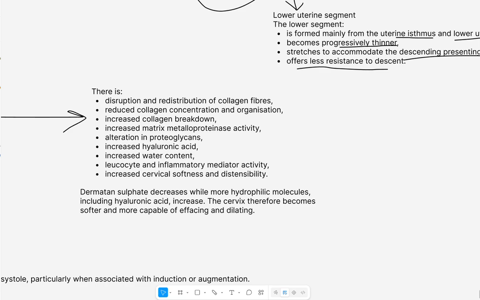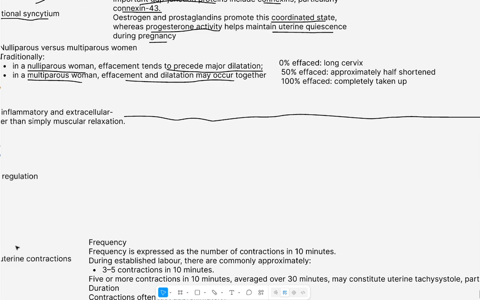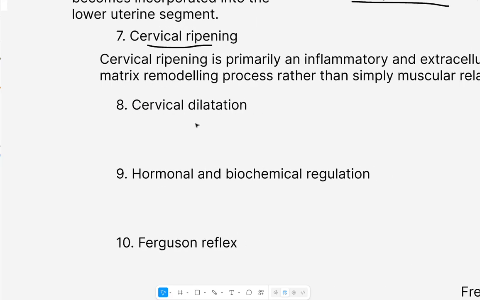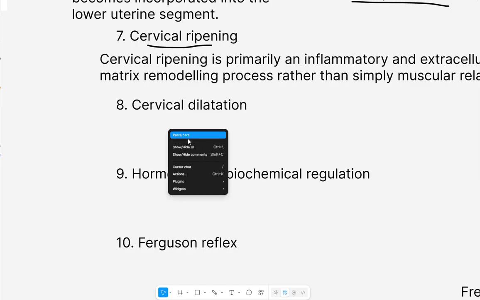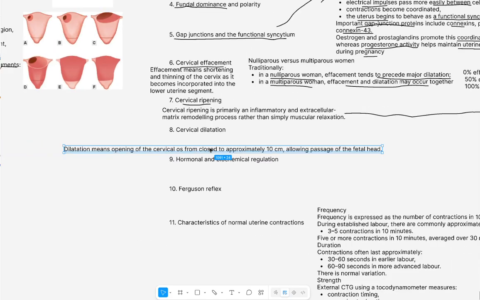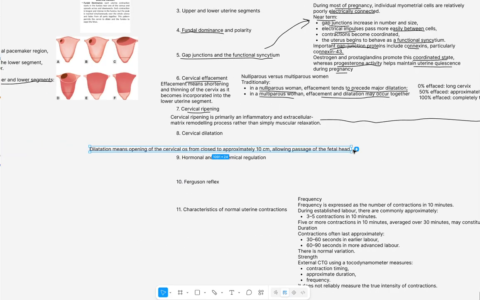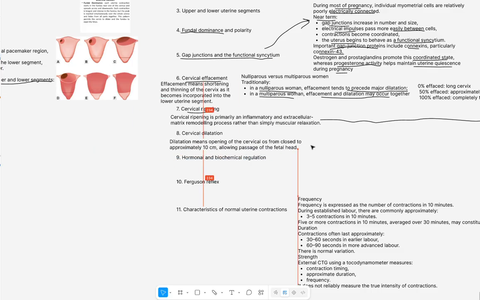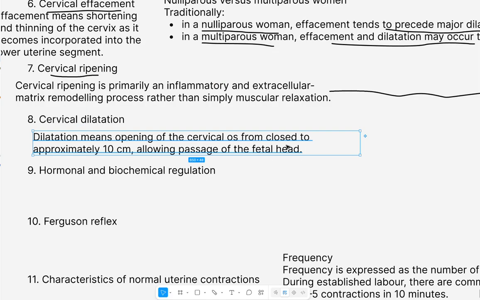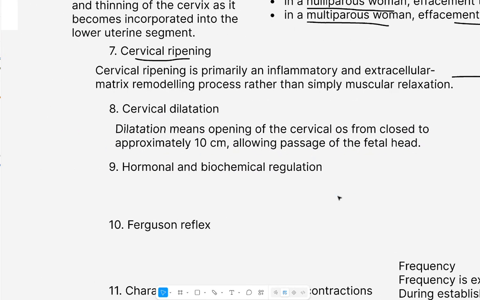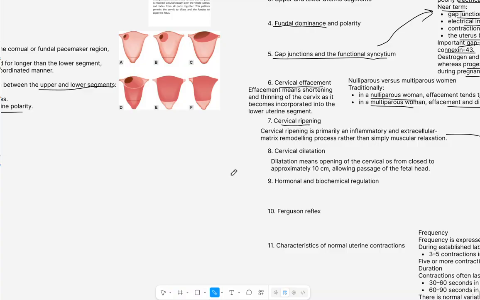Then we have cervical dilatation. Now, what is cervical dilatation? Dilatation means opening of the cervical os from closed to approximately 10 centimeters, allowing the passage of the fetal head. So we're going all the way from the closed cervical os up to a 10 centimeter dilatation, allowing passage of the fetal head. That's your cervical dilatation.